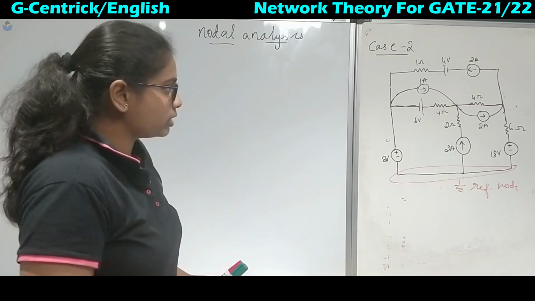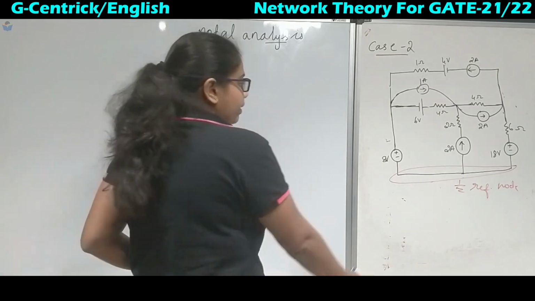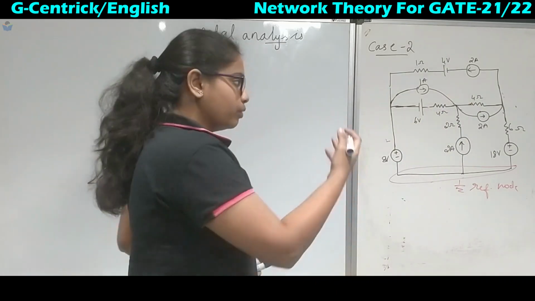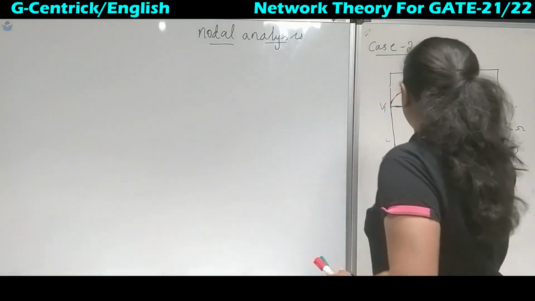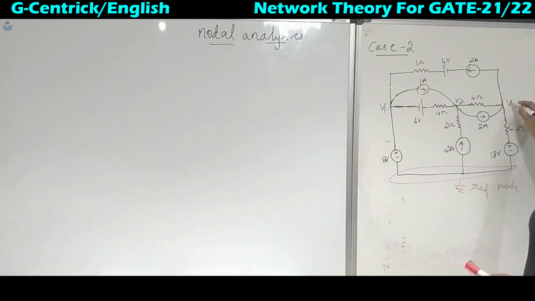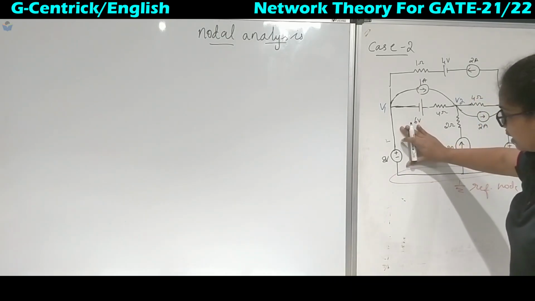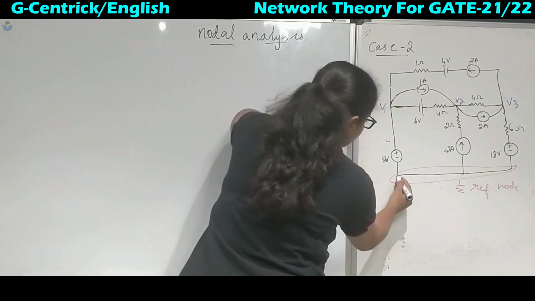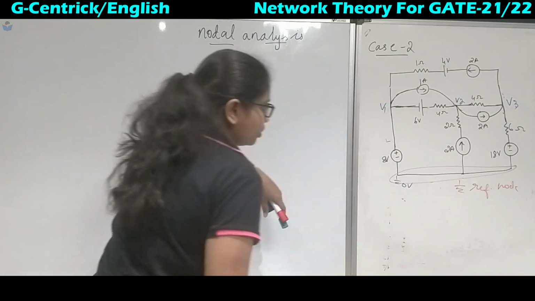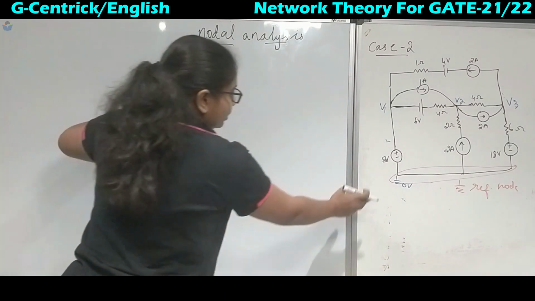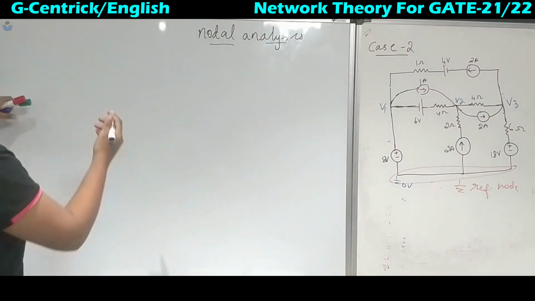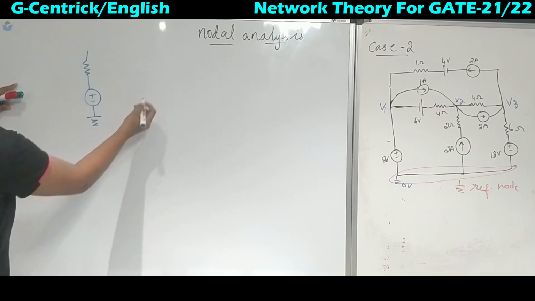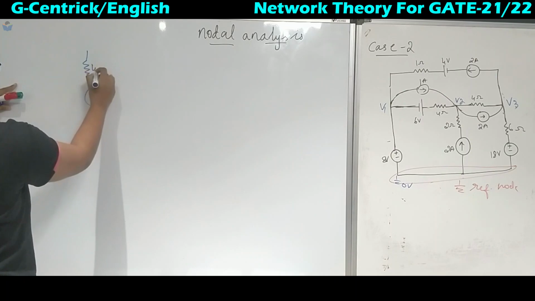So we will go with step 1, identify the nodes. We already have this as the reference node; this is node 1, 2 and 3, and we will assign the voltages V1, V2 and V3. Now here there is an ideal source, and here it is 0 volts. Now there is no element in this branch. We have already seen this type of branch. So this is one branch, a 4 ohm resistor.